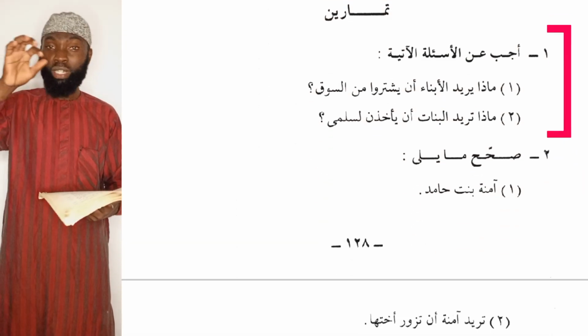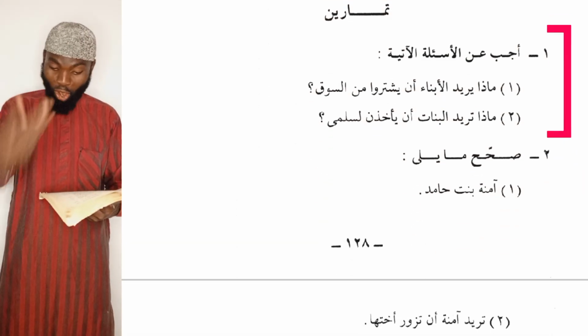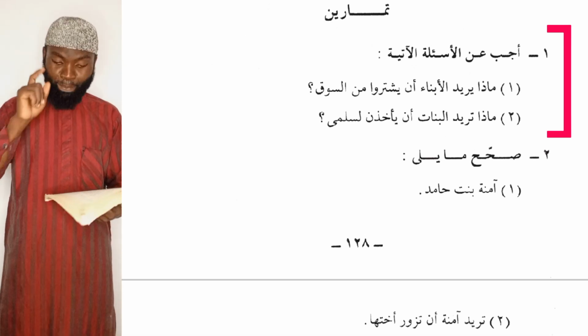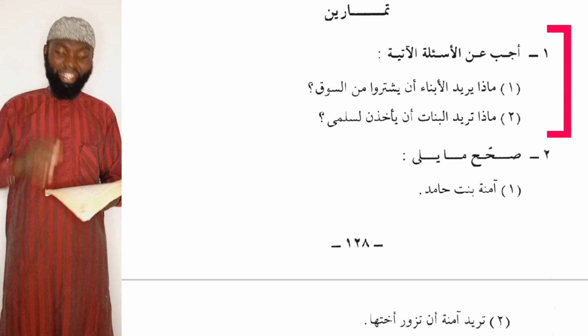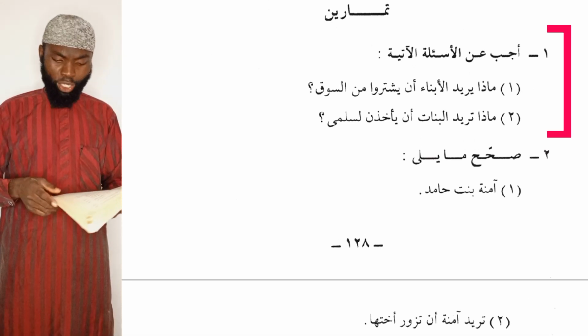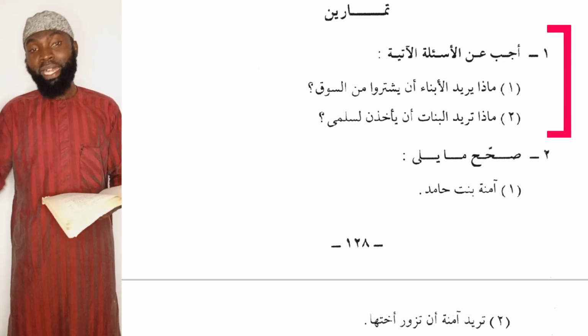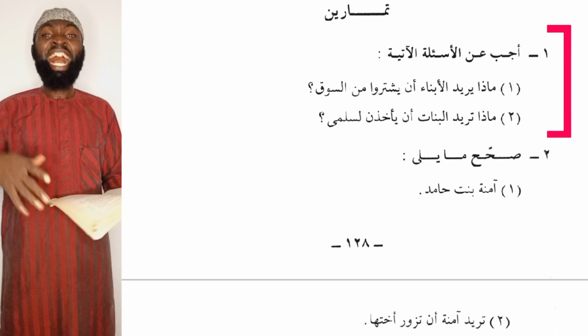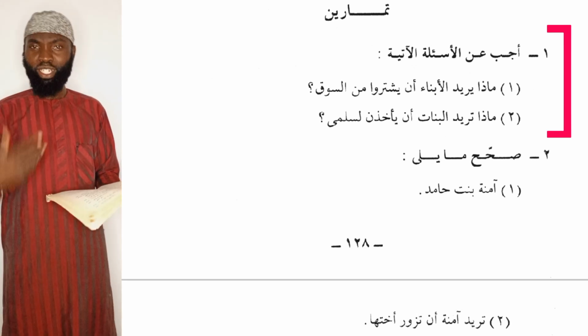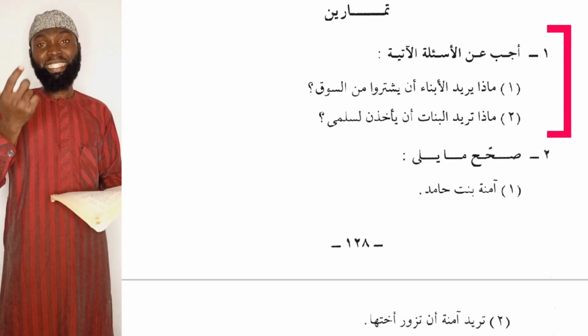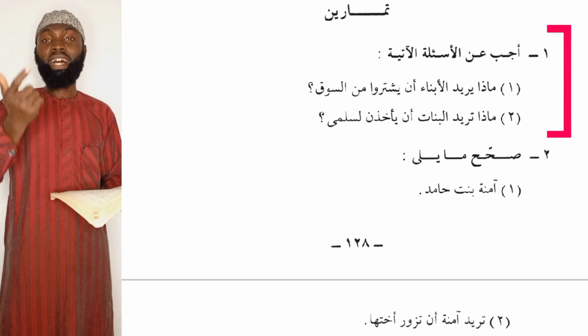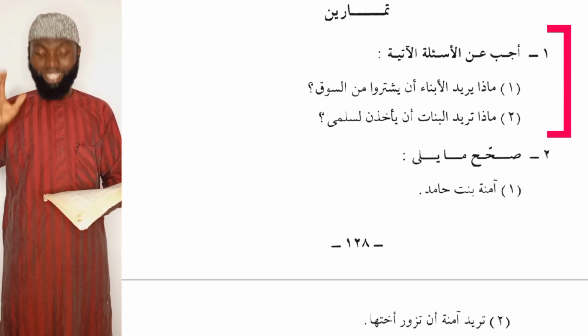Let's move on. Tamarin, here we have exercises to better your understanding of this topic. Stay tuned. He says, أجب عن الأسئلة الآتية. Answer the following questions. ماذا يريد الأبناء أن يشتروا من السوق؟ What did the children want to buy from the market? You can say يريد الأبناء أن يشتروا. What they want to buy? أن يشتروا المساطر, rulers, والدفاتر, notebooks, and the other things they want to buy.